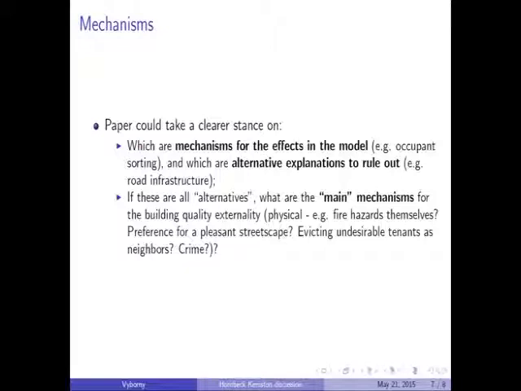So maybe if the paper takes more of an explicit stance on this, that may lead to other ideas about how to tease out, if the main drivers are not the mechanisms that were discussed in the appendix as alternatives, then what exactly are they? And I think that will bring it closer to saying more about the potential policy implications.